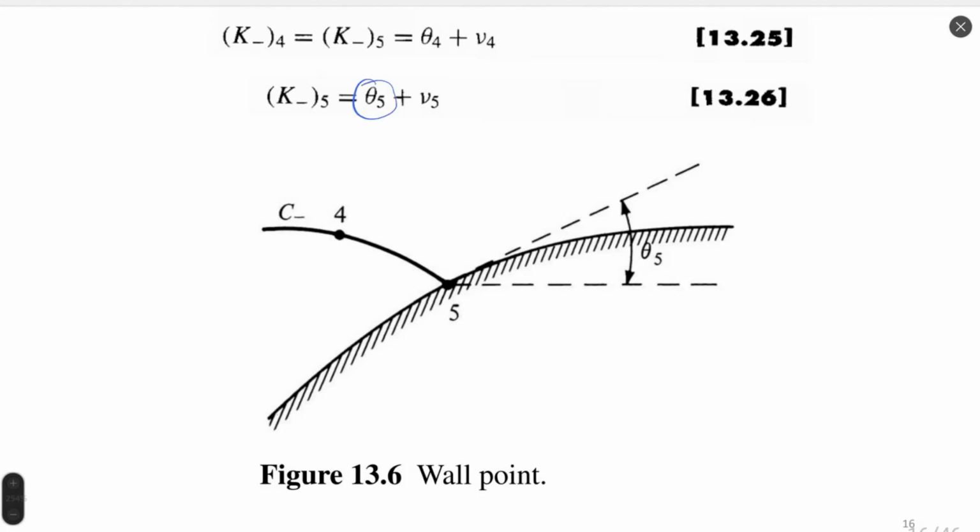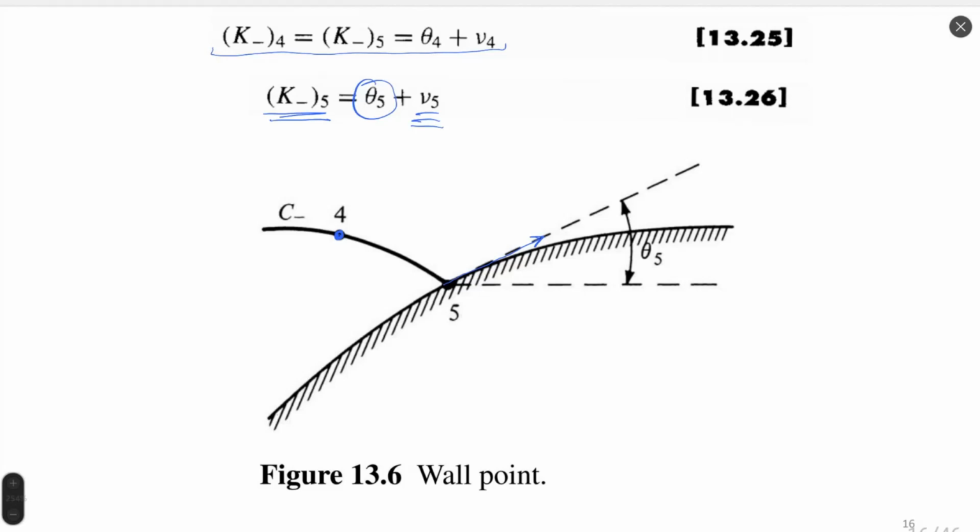Theta 5 is the same as the wall direction, because the vector of flow, or direction of flow, is parallel or tangential to the wall. So theta 5 is known. K minus 5 we calculate starting from point 4. K minus 4 and K minus 5 are the same because they are placed on the same line, and it is equal to theta 4 plus nu 4, the direction of flow plus the Prandtl-Meyer function at point 4. Since we know all parameters at point 4, we can calculate this constant. And at point 5, the only unknown is the Prandtl-Meyer function, which can be easily calculated from equation 26.